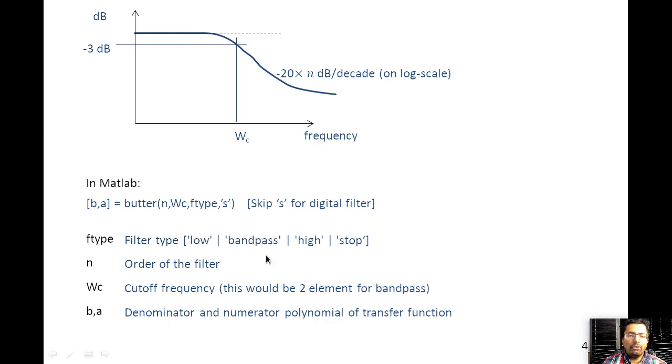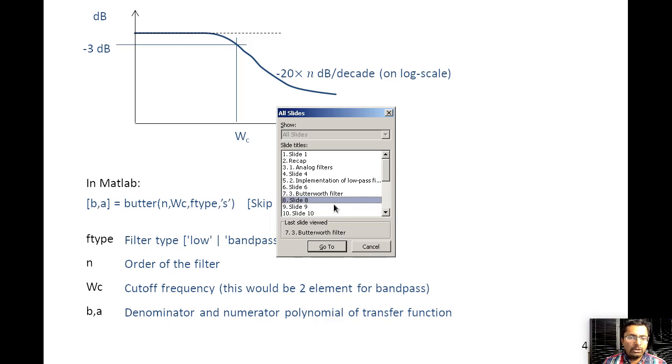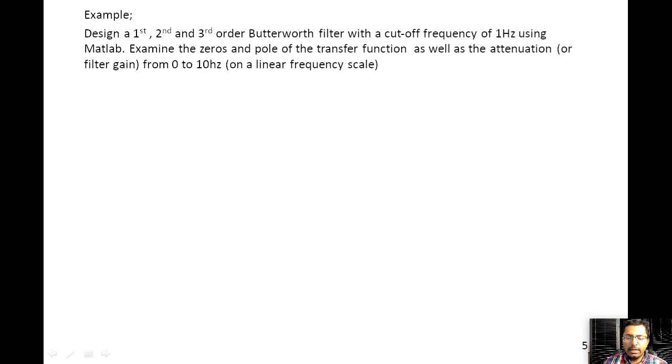We're given the cutoff frequency in Hertz, so MATLAB would require us to convert that to radians per second. And then f type is going to be low pass. Again, recall it's a string that we put in. And because it's a continuous time filter, we are going to use our 's' at the end. So this is what we're going to do in MATLAB. Let's go back to the slide and do that.